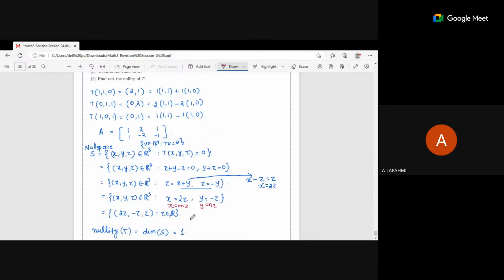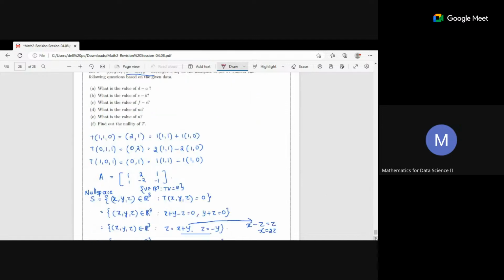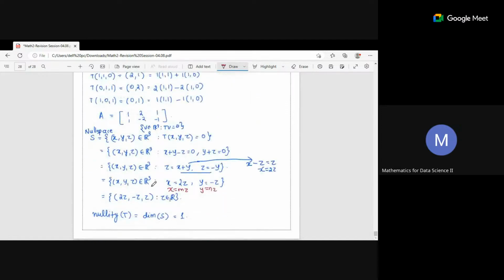Where did we get the equation x plus y minus z is equal to 0? I told you, that is the definition of T of x comma y comma z given to you: x plus y minus z plus z. And here you see that only z is the free variable. So the dimension of this space is 1. That's all.